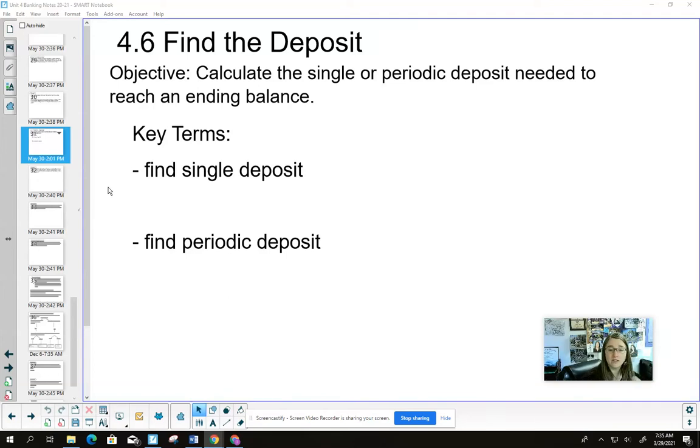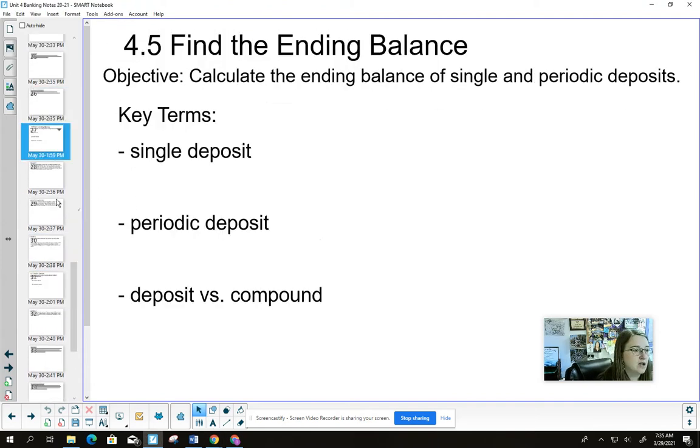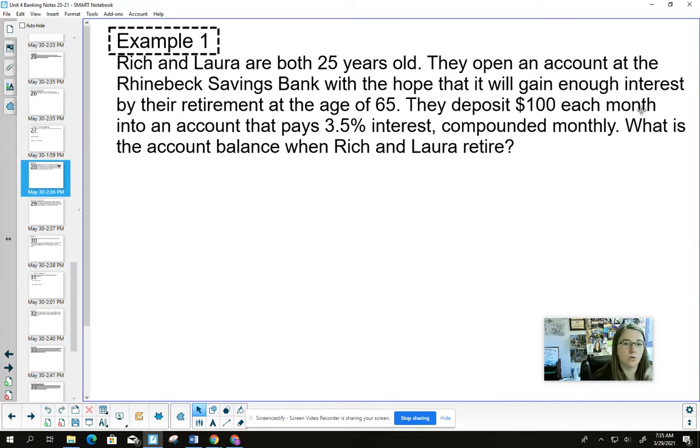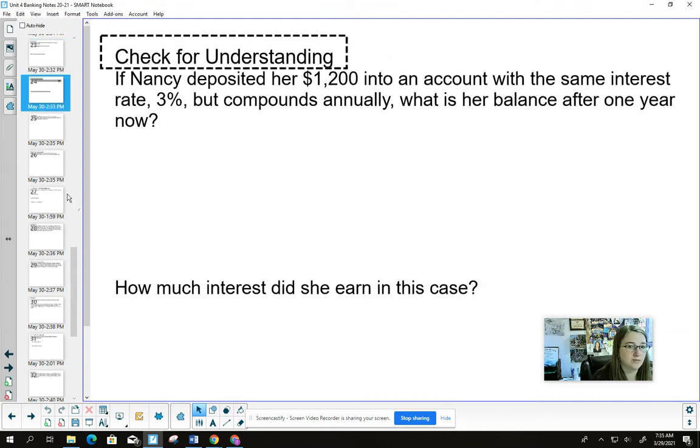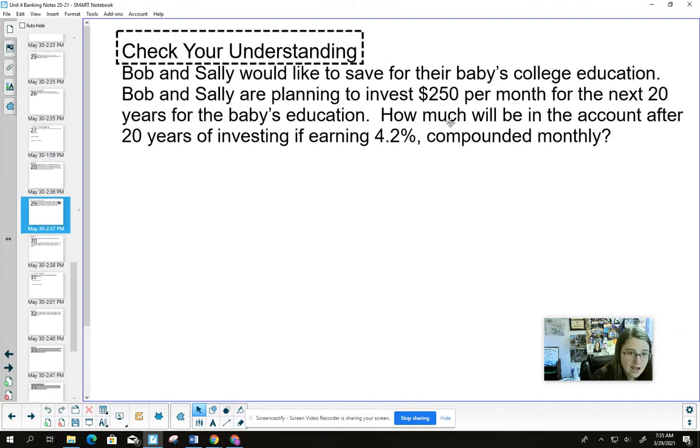Okay, we are finally doing the last two formulas. We have learned all the formulas after this lesson for this unit. So in our last two lessons, the questions were asking what is the account balance? Or it might say something like, what's our ending balance? Or another phrasing, how much will be in the account? Both of those types of questions, what's the account balance or how much money will be in the account?